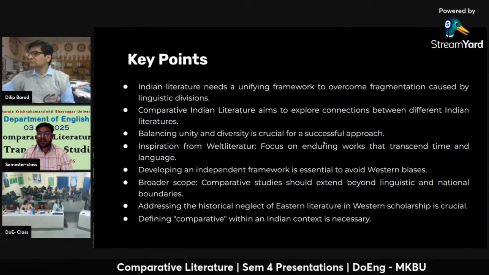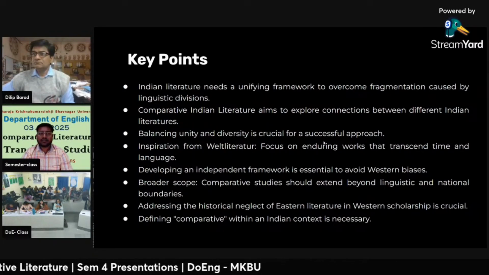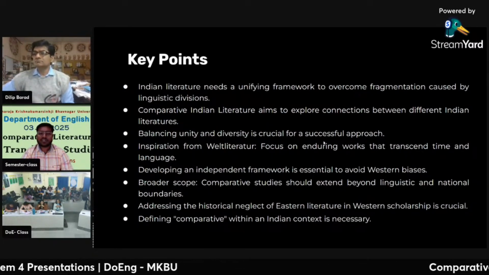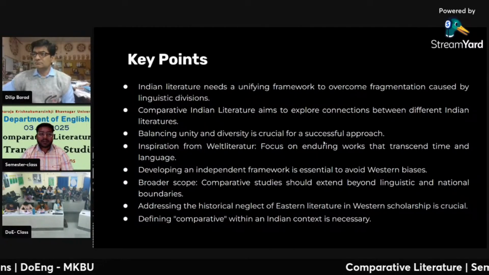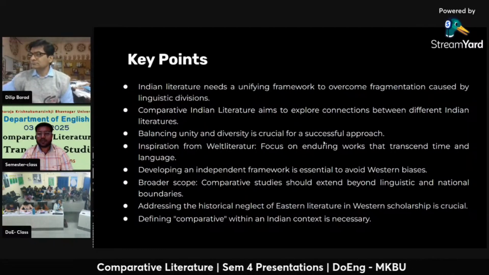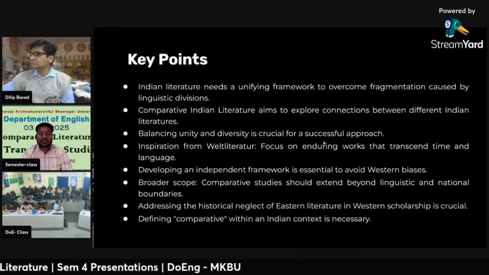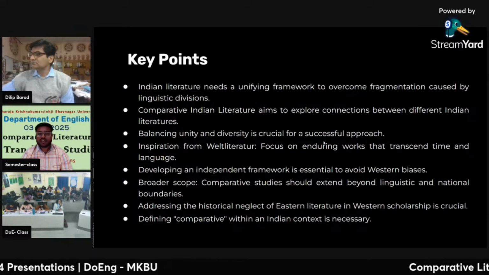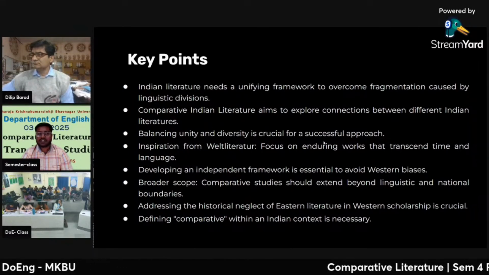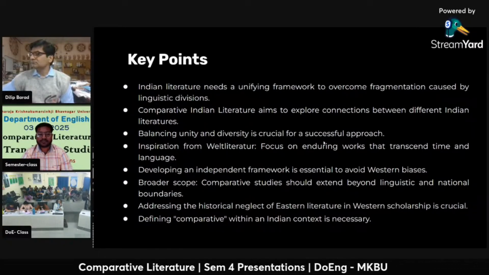So now, in the earlier part of this article, there are major key arguments given by Sisir Kumar Das. The first: Indian literature needs a unifying framework to overcome fragmentation caused by linguistic division, and comparative Indian literature aims to explore connections between different Indian literatures. Balancing unity and diversity is crucial for a successful approach.